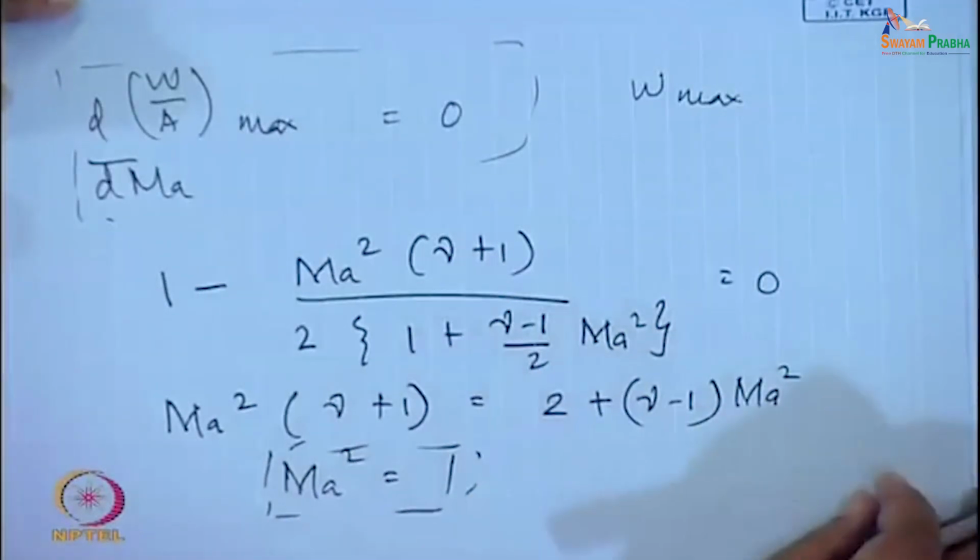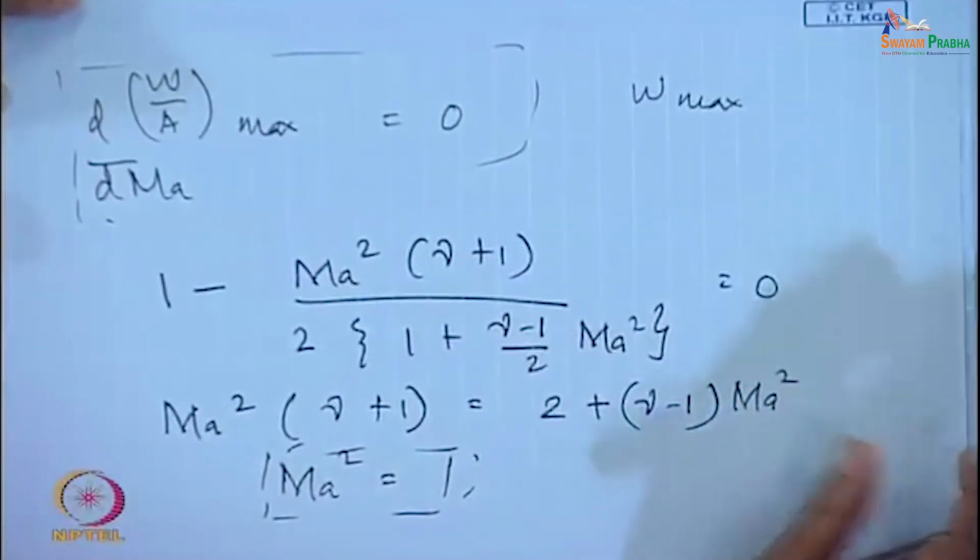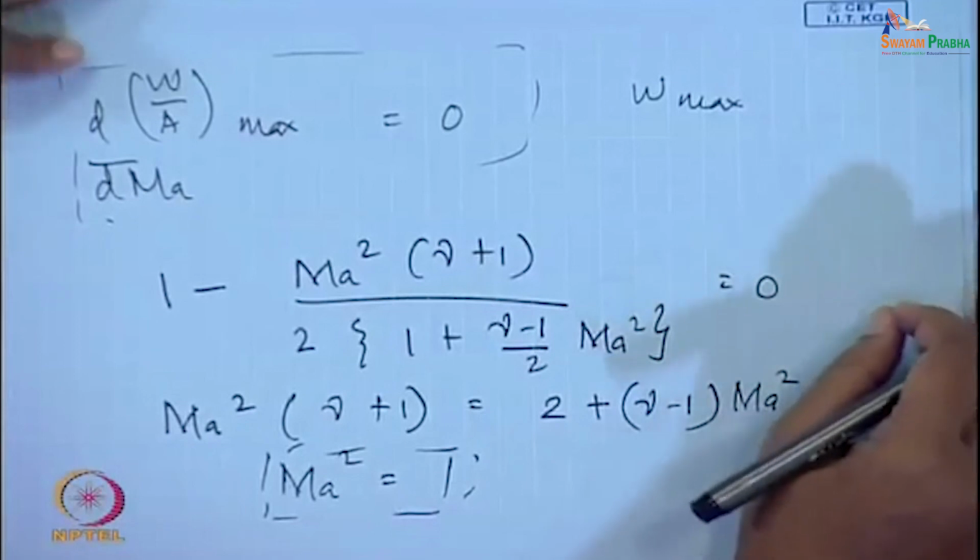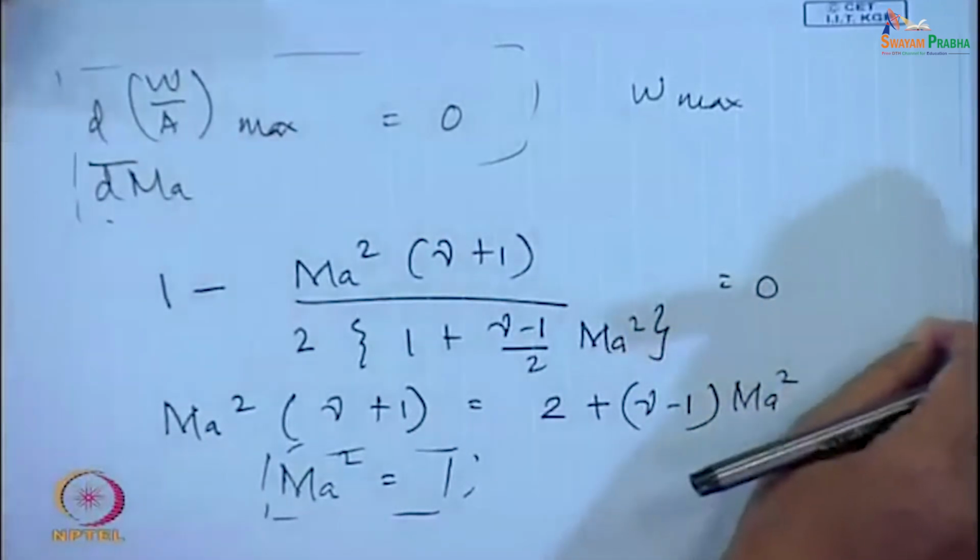Okay. Now, let us see where we get this. We have already seen that we get Mach number equal to 1 where dA equals to 0.